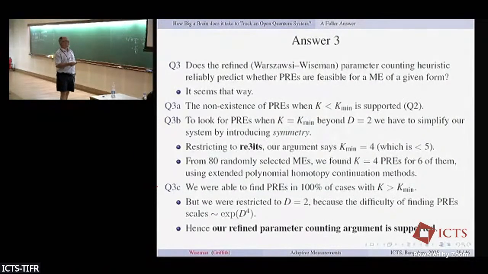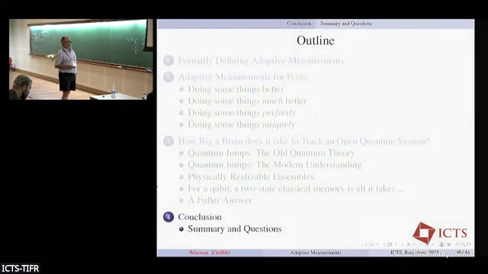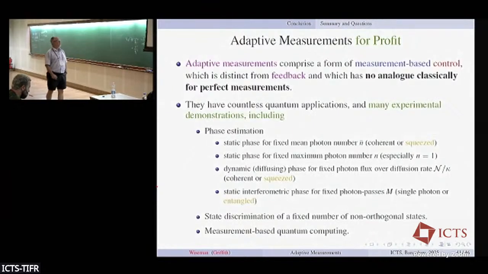Okay, so yes, these are exponentially hard problems to solve, but nevertheless, the best we could do by simplifying as much as possible is that we think our parameter counting argument works. Okay, so that gets me to my conclusion.